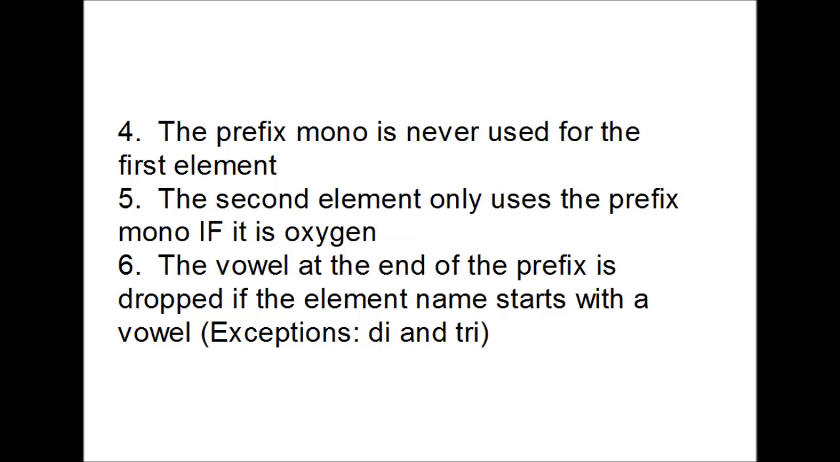Okay, and then finally the last rule is the vowel at the end of the prefix. So whatever prefix you use, the vowel at the end of that prefix is dropped if we're using oxygen. Okay, so if you had something like mono and oxide, you would drop the O on mono and it would be monoxide. We'll do a couple of examples here to get you familiar with how to do this.